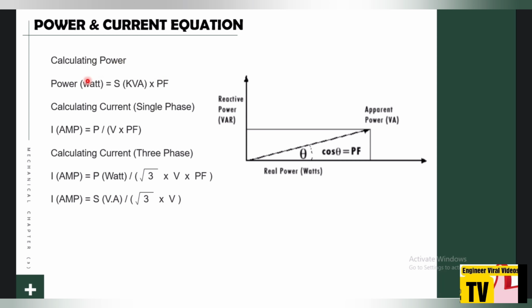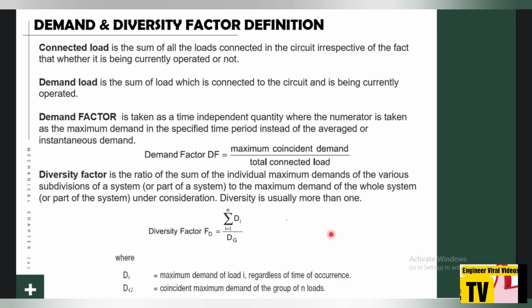After that we will move to the terms demand and diversity factor. In the beginning, what is the connected load? The connected load is the sum of the loads connected in a circuit, irrespective of whether they are currently operated or not. Also here we have the demand load. The demand load is the sum of the loads connected in the circuit and being currently operated.